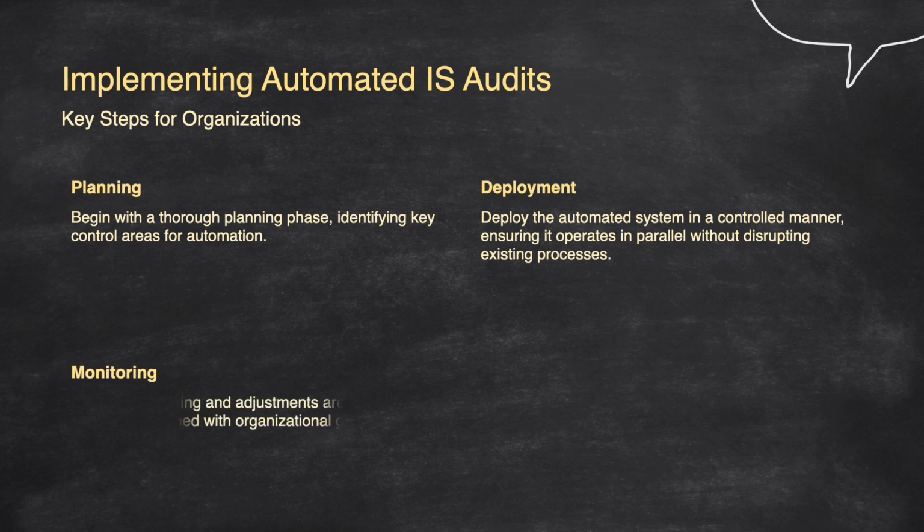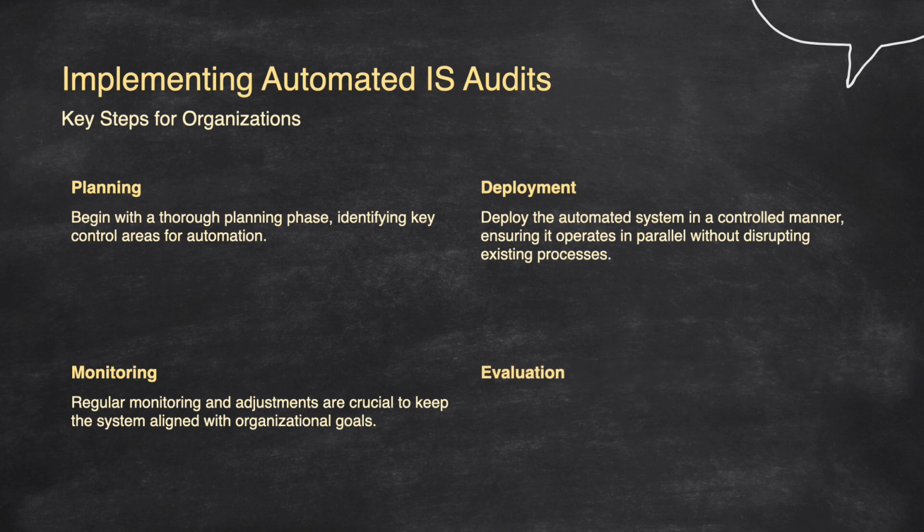Next, about the monitoring. Friends, regular monitoring and adjustments are crucial to keep the system aligned with organizational goals. Friends, keep an eye on the automated system to ensure it's working as intended and meeting the organization's needs. This involves regularly reviewing audit results, analyzing any issues that arise, and making necessary adjustments. By monitoring the system closely, one can ensure that it continues to effectively identify and address potential risks, keeping your organization's information system secure.